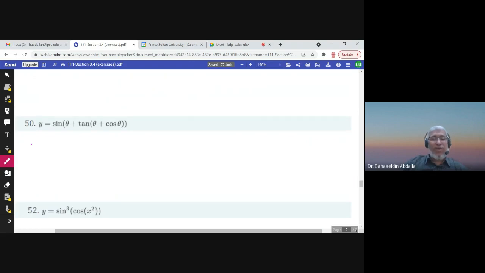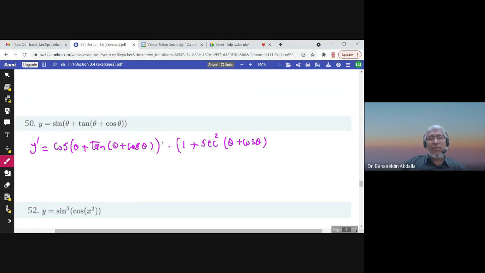Y prime here, well, I have sine of all of this. So sine is the outer function. The derivative of sine is cosine. I write the inner function as it is. And then I find the derivative of the inner function. The derivative of theta is 1 plus the derivative of tan, which is secant squared of the inner function.